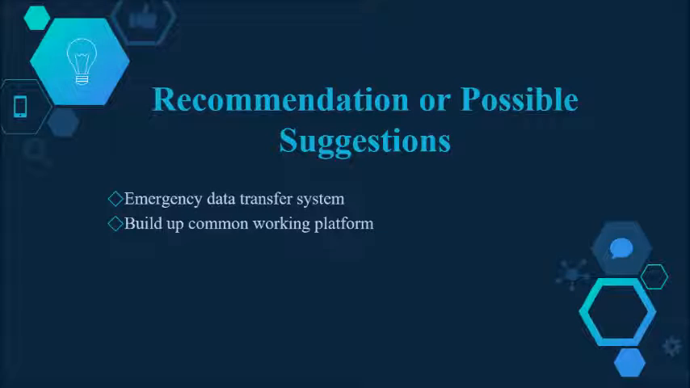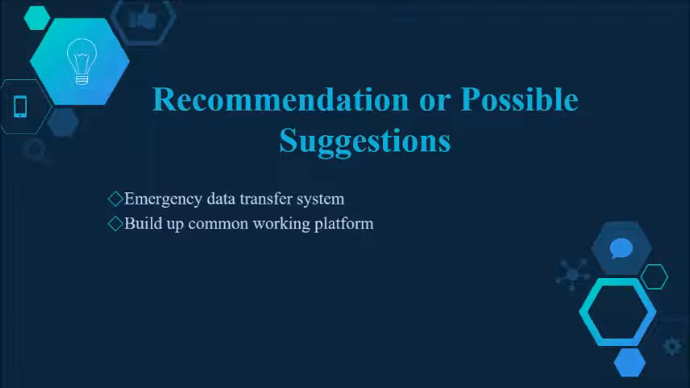Recommendations or possible suggestions. In this part, I will talk about possible recommendations which we can make after going through the contingency plan review process. Emergency data transfer system. We have to build up an emergency data transfer system to ensure the safety of the data in any critical situation so that we do not lose any important information. Moreover, this process will transfer data within a very short period of time. We can also use a reminder for it.